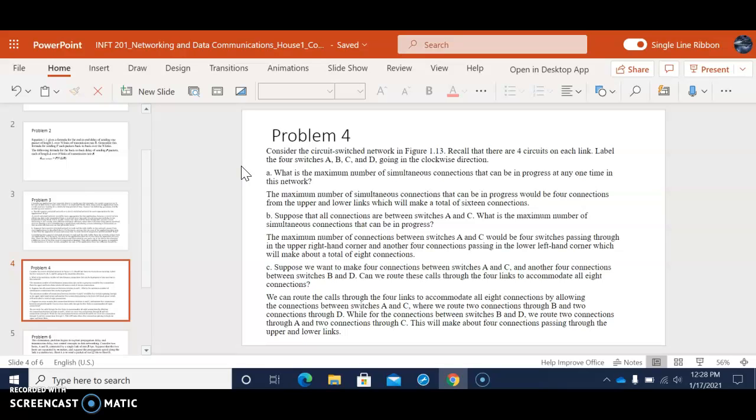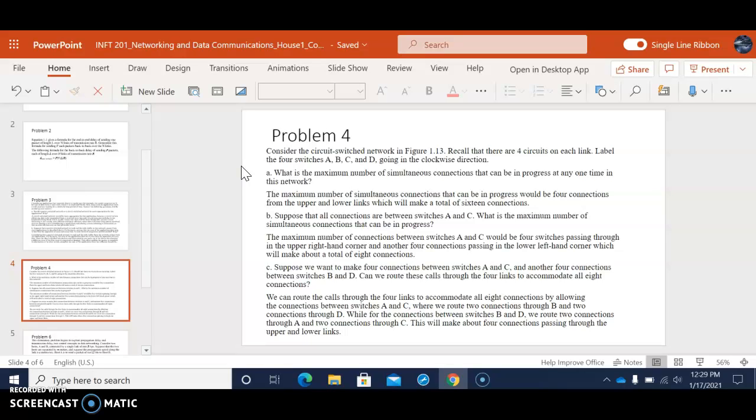Suppose that all connections are between switches A and C. What is the maximum number of simultaneous connections that can be in progress? However, you have to know one thing. Part A was asking for the maximum number of all the circuits, and here they're asking only about switches A and C. All the switches A, B, C, and D are circuits.